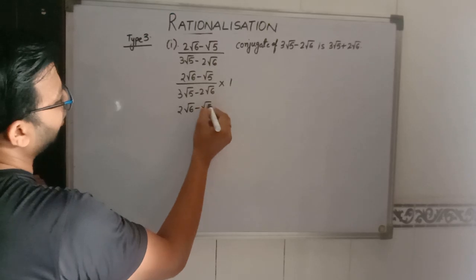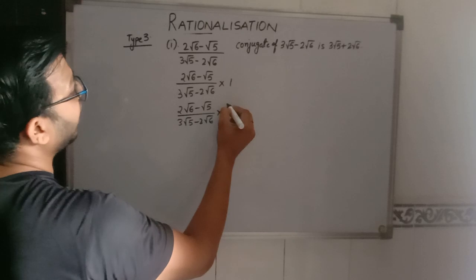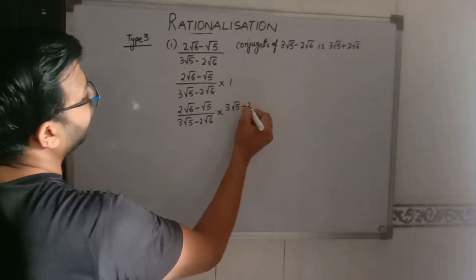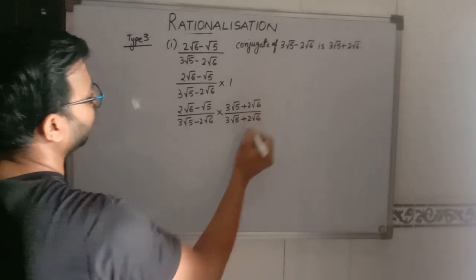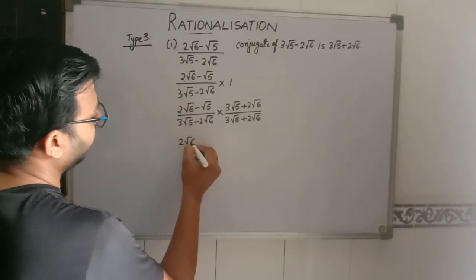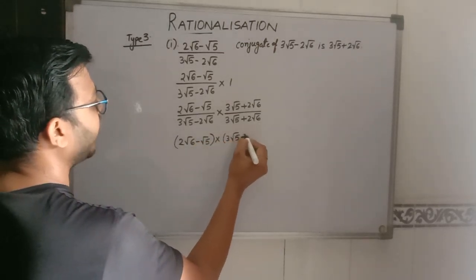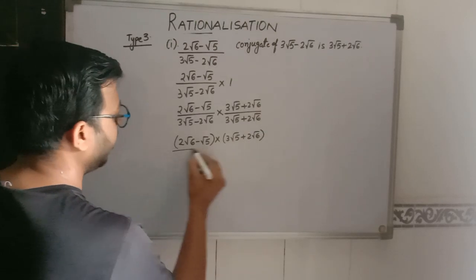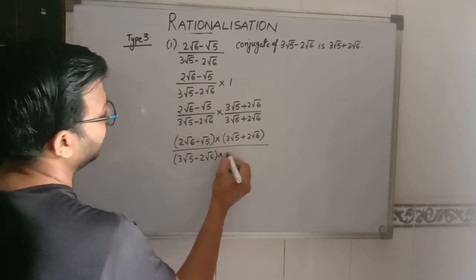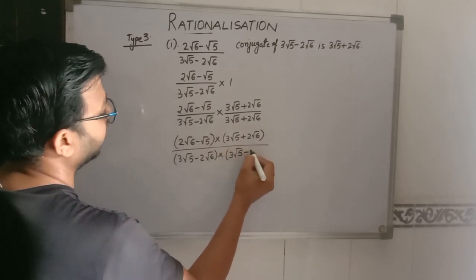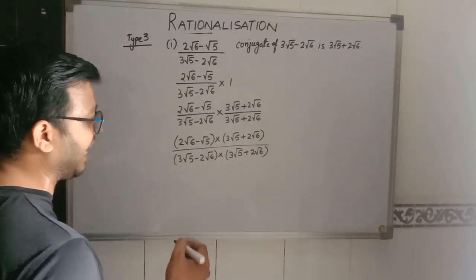Now, the numerator will remain the same, the denominator will remain the same in the question. 1 can be converted to 3 root 5 plus 2 root 6 divided by 3 root 5 plus 2 root 6. Now, 2 root 6 minus root 5 is getting multiplied by 3 root 5 plus 2 root 6 in the numerator, and in the denominator 3 root 5 minus 2 root 6 is getting multiplied by 3 root 5 plus 2 root 6. In the numerator, because no identity is forming, we have to multiply directly.